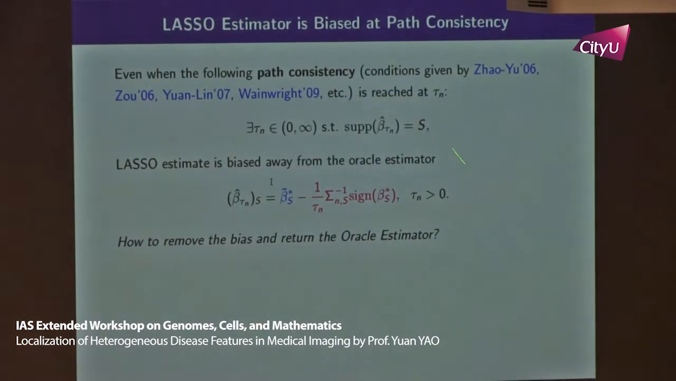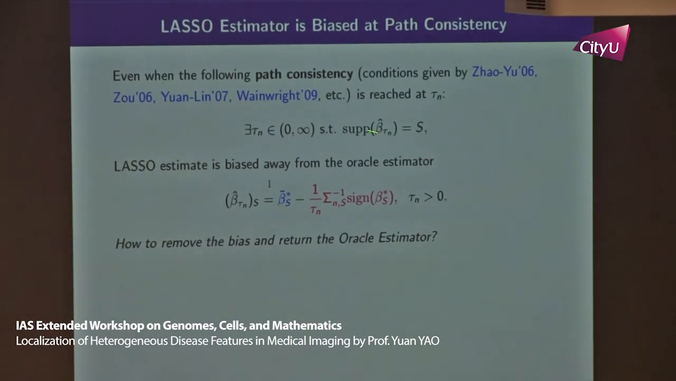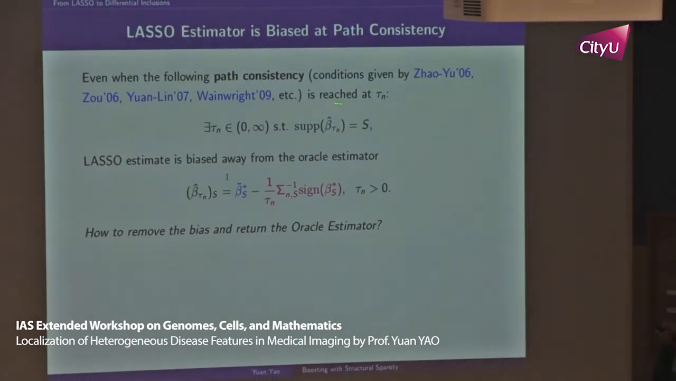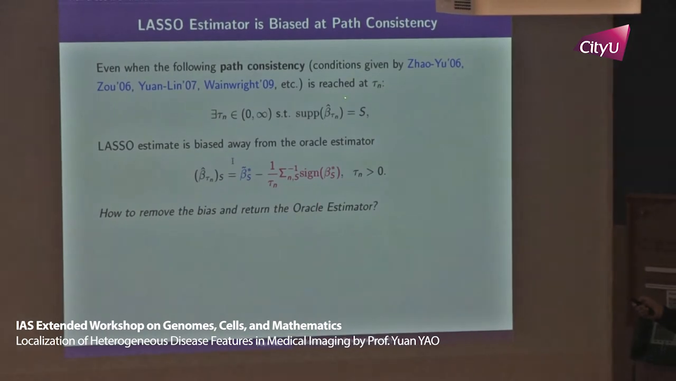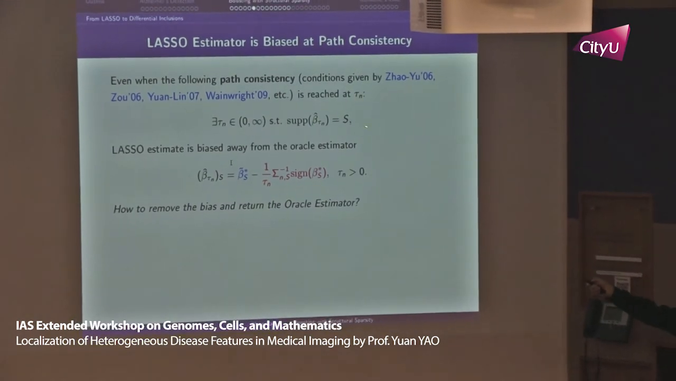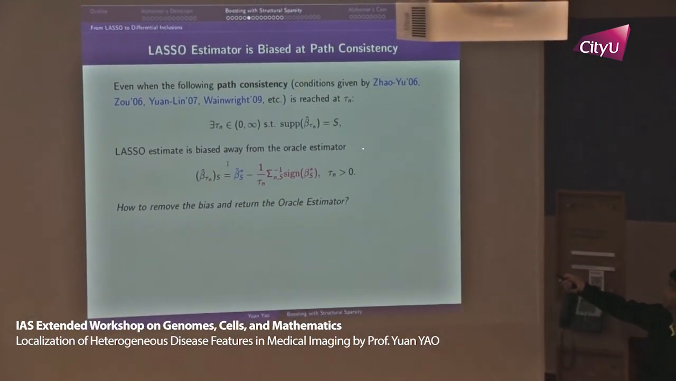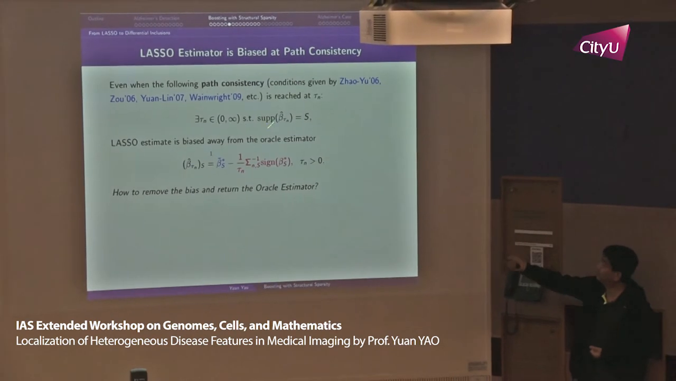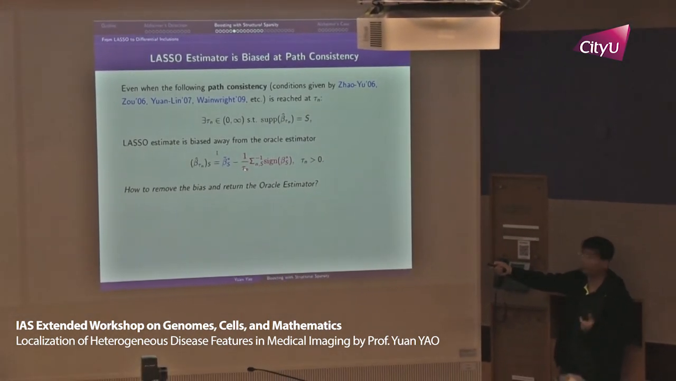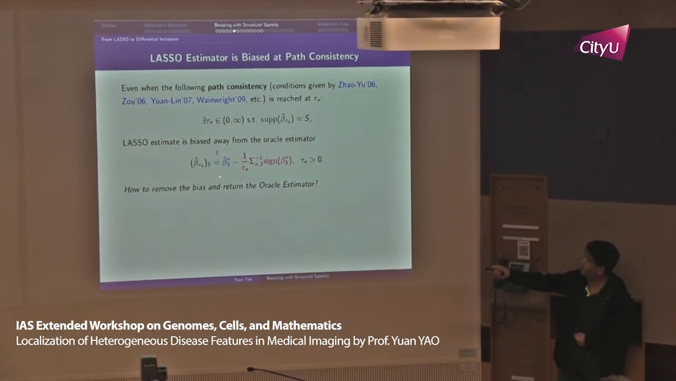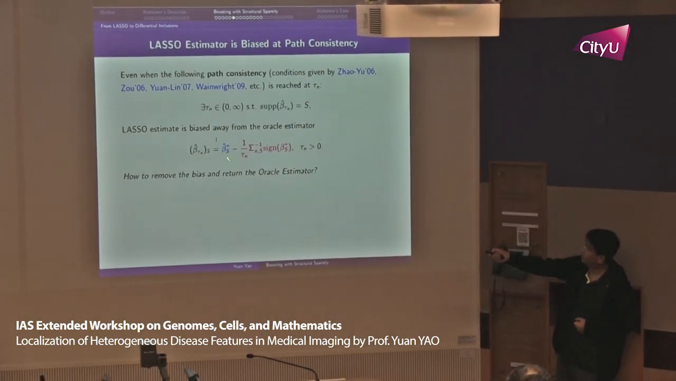Some people in statistics have studied that more carefully. Assume the lasso estimator is sign consistent or path consistent, in the sense that at a certain tau_n along the regularization path, there is an estimator whose support is exactly the true S. That's the oracle given. So assume you meet the oracle even on the lasso path. Even in this case, you can solve the lasso estimator from the previous KKT equation precisely like this: the lasso estimator on the support set equals the oracle estimator, which is unbiased, minus this part.